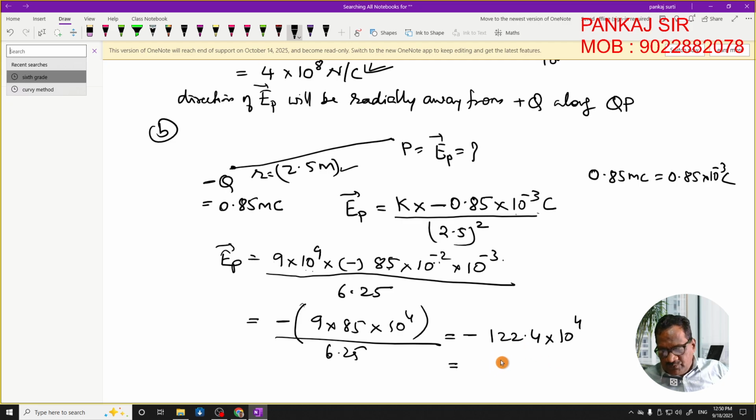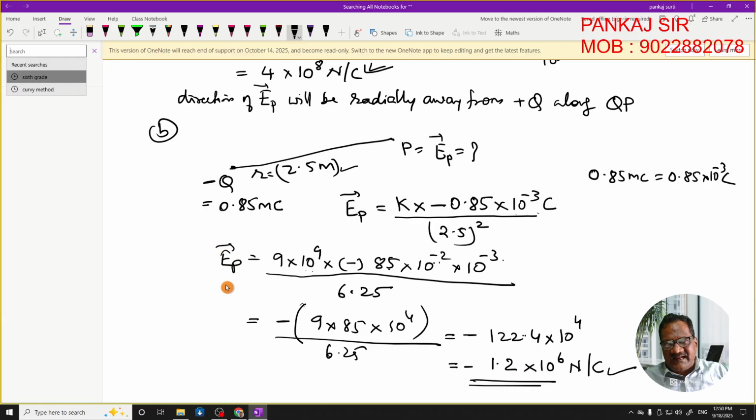Now if I want to make it in the scientific notation form, minus sign will always be there. Now I will bring this decimal over here, so I'll make it 1.2. To make it 1.2, I'll have to shift the decimal 2 to the left. So for doing that, I'll have to multiply here by 10 raised to 2. That will make it 10 raised to 4 into 10 raised to 2, which means 10 raised to 6. So just converting this into scientific notation form, this becomes minus 1.2 into 10 raised to 6, and the unit is Newton per coulomb. This is the magnitude of the electric field strength.